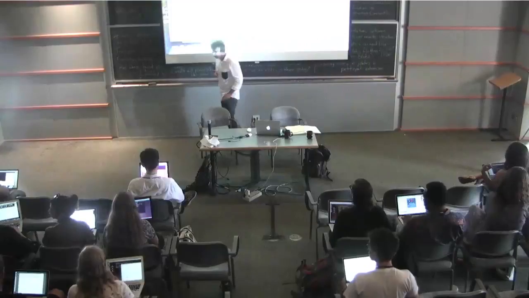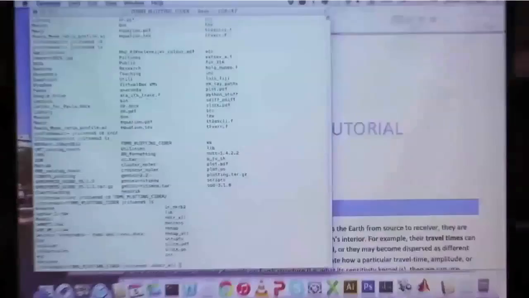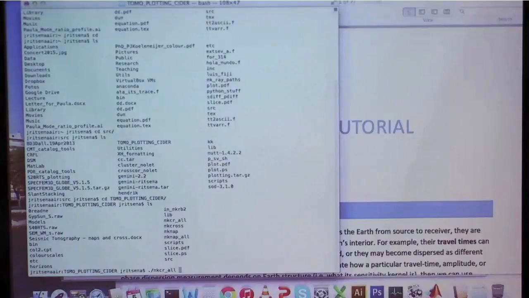Excuse me? Yeah, it's on the desktop, and the folder should be called tomo_plotting_CIDER. Is the folder empty? I'm not sure. What's your problem, Ida? Open a terminal and then cd into the folder. Yeah.